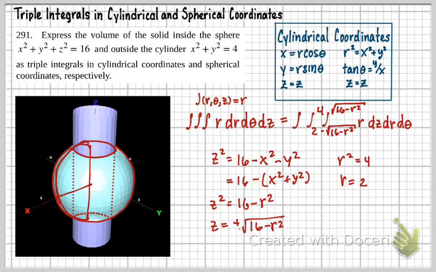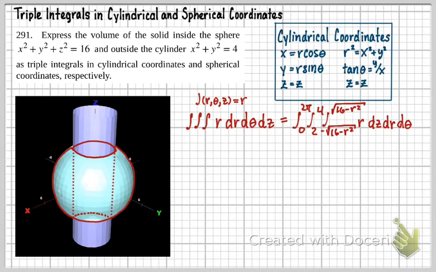And then I got to take it all the way around. So that means my theta is going to be 2 pi. So 0 to 2 pi. So there's the triple integral that we would have for cylindrical coordinates. Now we're going to do spherical coordinates.